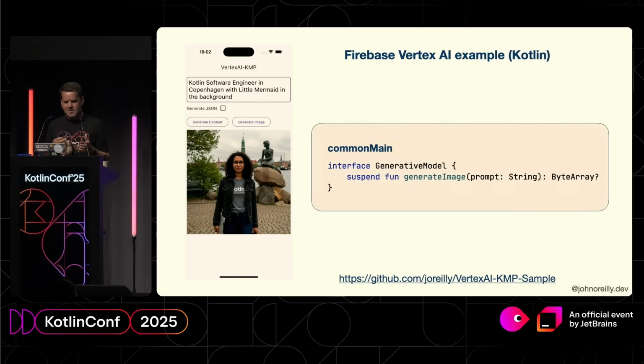Here we have an interface, generative model, defined in common main in our KMP module. And in this case, being used to generate images using the Vertex AI SDK. By the way, the observant of you might have noticed that it managed to somehow misspell Kotlin on the t-shirt, which is interesting.